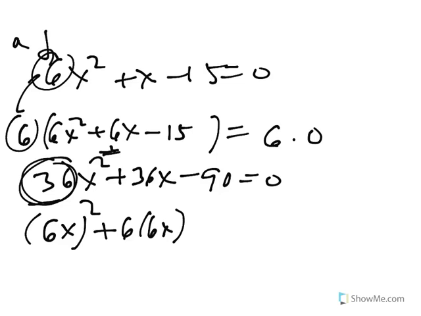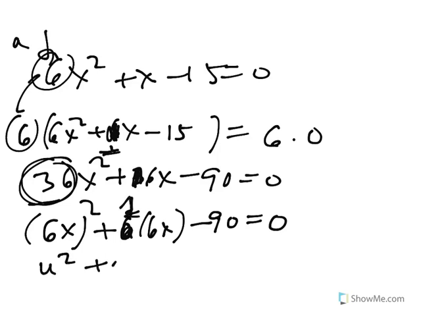Oh, I just realized. Sorry. It's not 6 times 6x. There was no 6 over here. So it's 1 times 6x. And this 90, right, like that. Now this looks a lot like the question I showed you from before.